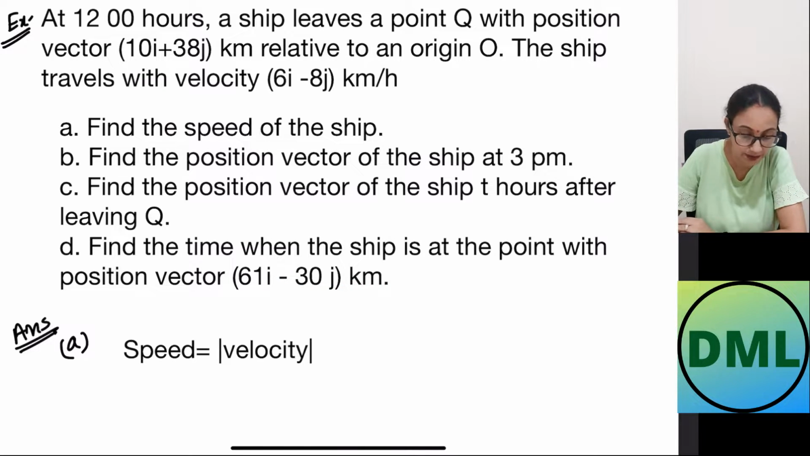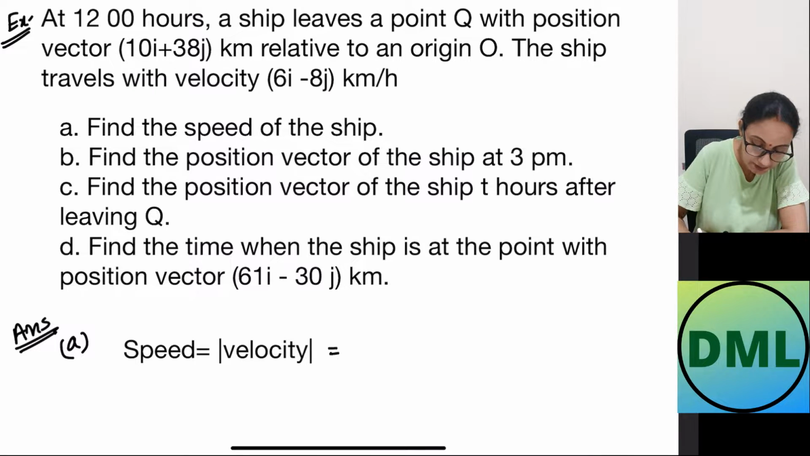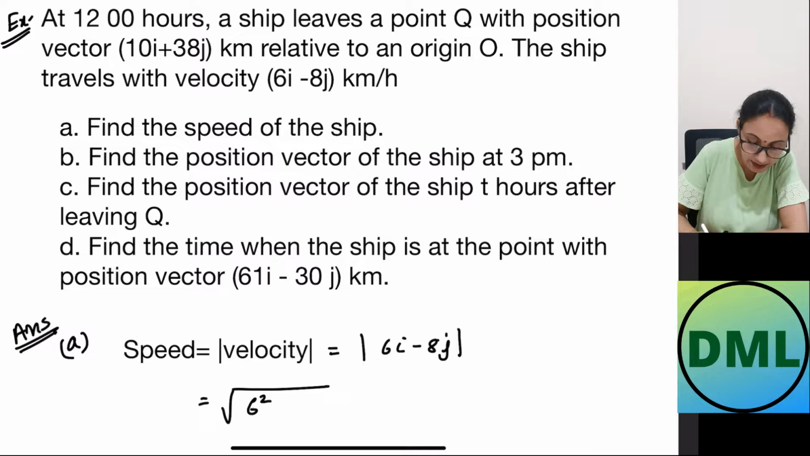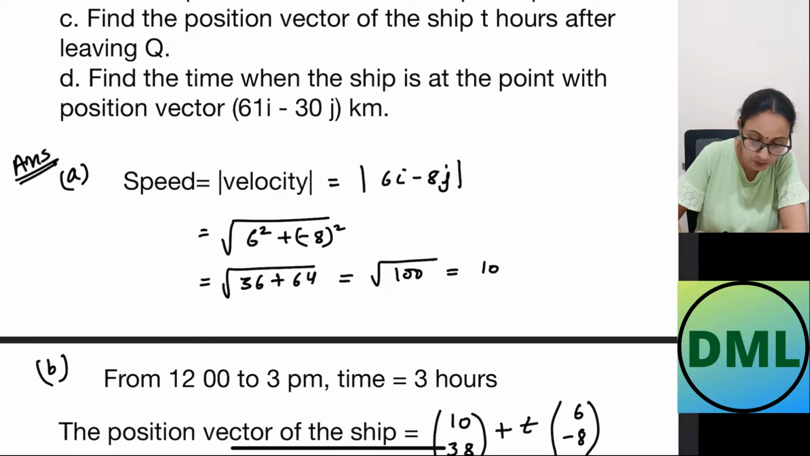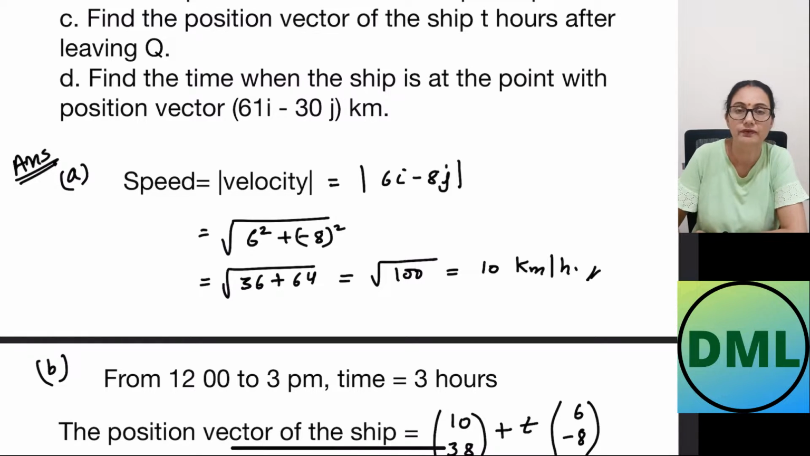So first we have to find the speed. As you know, speed is equal to the modulus of the velocity. What is our velocity? Velocity is 6i minus 8j. So that means we are finding the modulus of 6i minus 8j. That will be solved as root of 6 squared plus (-8) squared. If you solve it, that will be 36 plus 64, which is equal to root of 100. That is equal to 10 km per hour. So that will be your answer for the speed.